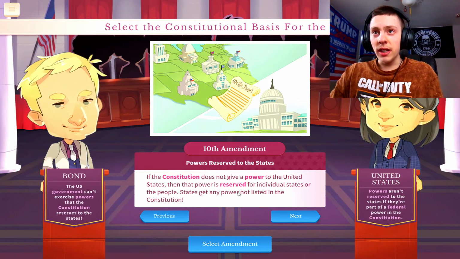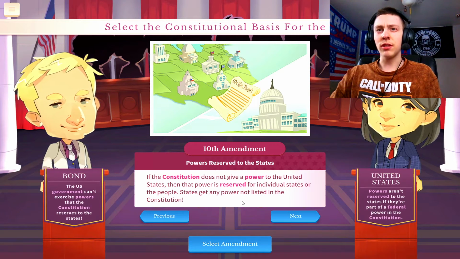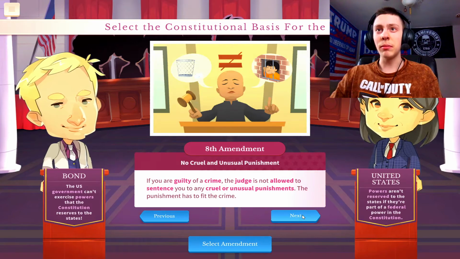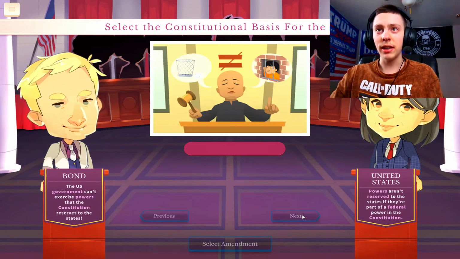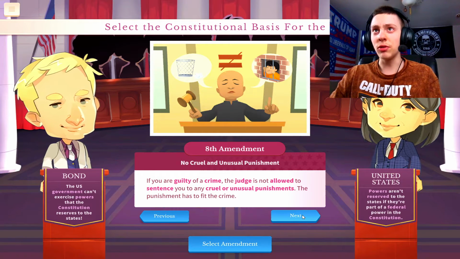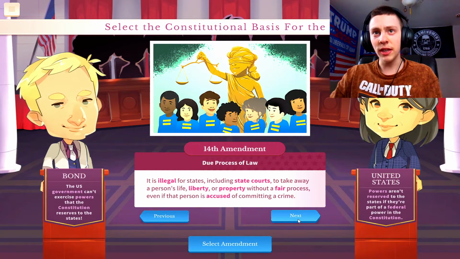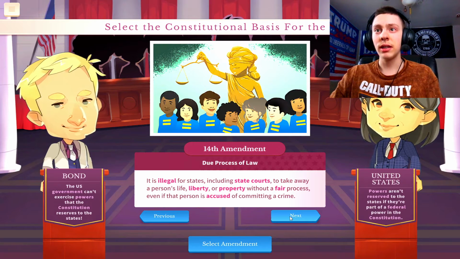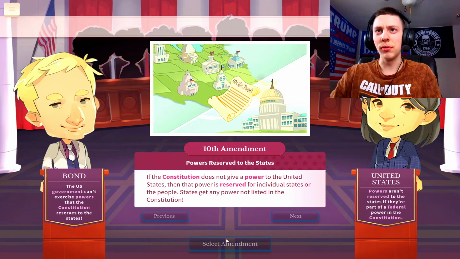If the Constitution does not give a power to the United States, then that power is reserved for individual states or people. Yeah, it is the 10th Amendment, but... Okay, so I can get through the... If you're guilty of a crime, the judge is not allowed to sentence you to any cruel, unusual... Yeah, that has nothing to do with this. And then there's... It's illegal for states, including state courts, to take away a person's life, labor, or property without a fair process, even if... Yeah, I know, that's why we're in court here. So, I know it's the 10th Amendment, I just wanted to see what other ones they would give.